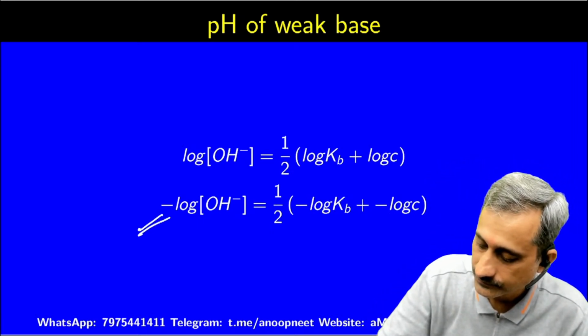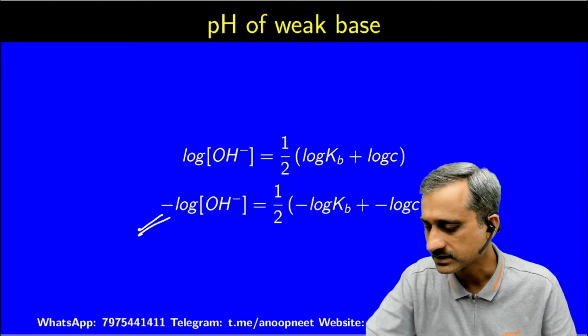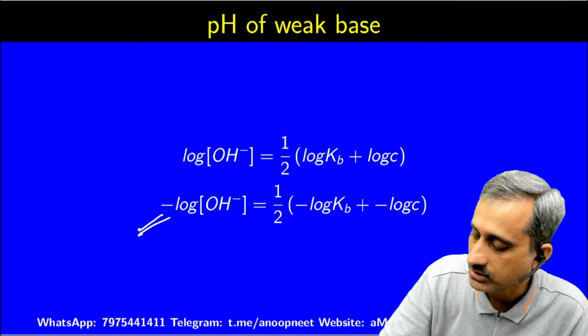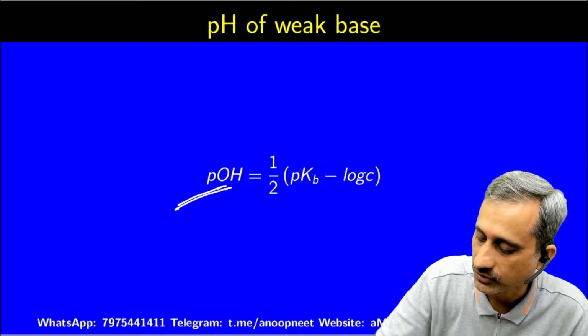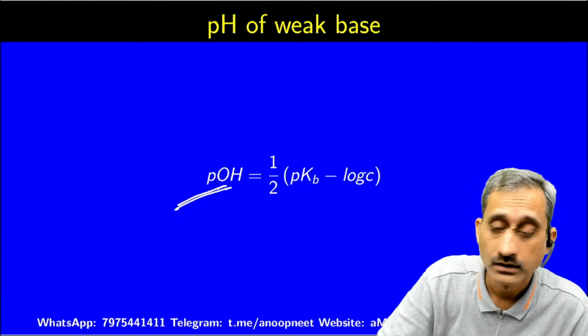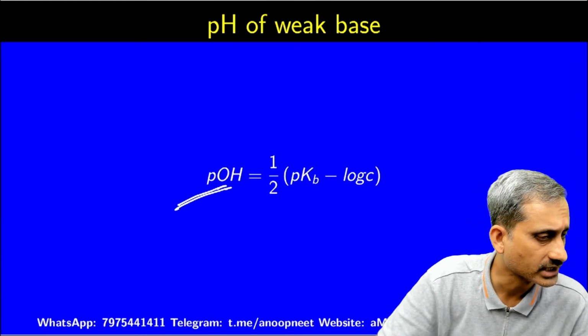ओके, so this is the pOH equals 1 by 2 (pKb minus log C), and here is the formula for pOH. Everybody has noted it down? किसी को कोई confusion है तो बता दो। राधिका is here.